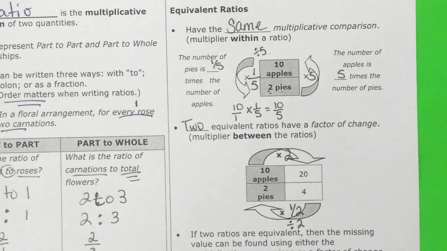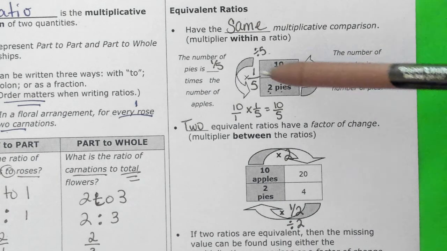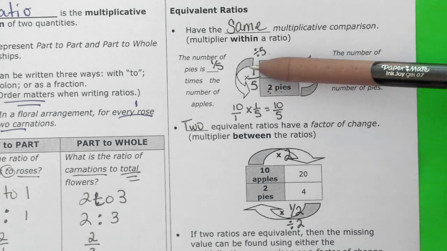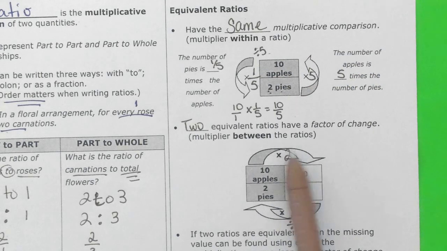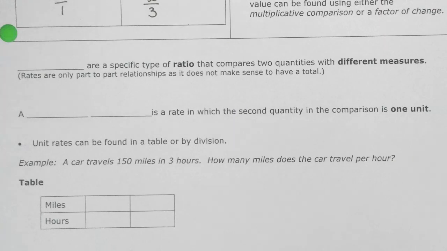Now, if 2 ratios are equivalent, the missing value can be found using either multiplicative comparison, like this, or factor of change, like this. All they're saying is when you have 2 numbers and you're trying to find the relationship between them, you can go from top to bottom, bottom to top, or you can go from side to side. That's what they mean. All right, let's go down to this part here.